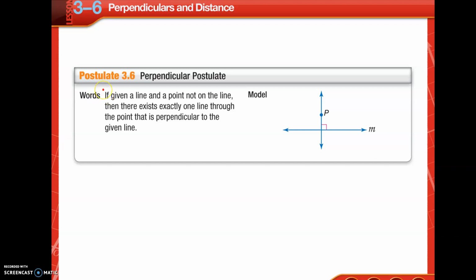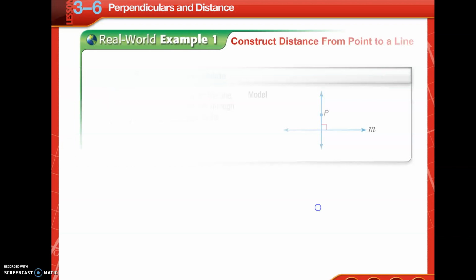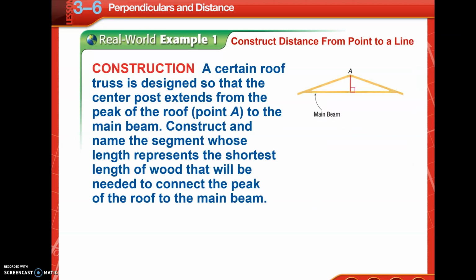The perpendicular postulate says that given a line and a point not on the line, there's always a perpendicular line from that point to the line. But first we're going to look at constructing a perpendicular line. A certain roof truss is designed so that the center post extends from the peak of the roof, point A here, to the main beam. Construct and name the segment whose length represents the shortest length of wood that will be needed to connect the peak here to this beam.